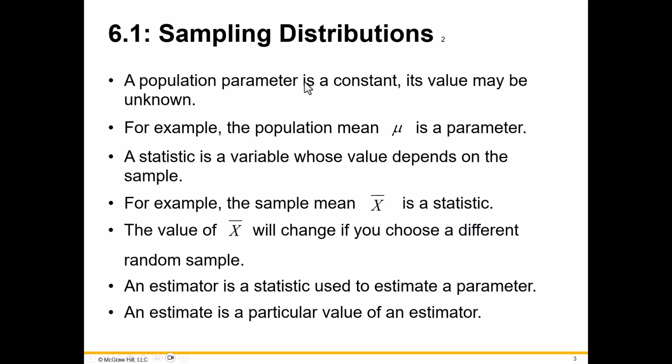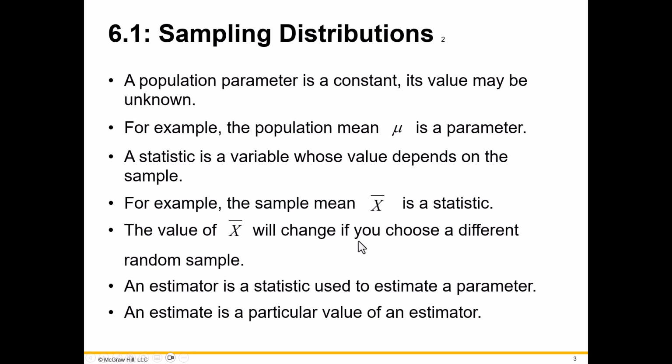So we want a parameter, and a parameter, like mu, is the mean of the entire population. Well, we can't obtain that. What we're going to have to find is a statistic, a mean of a group of people that we are sampling, or our X bar. And we're going to use this X bar as an estimator to make an estimate about the parameter.